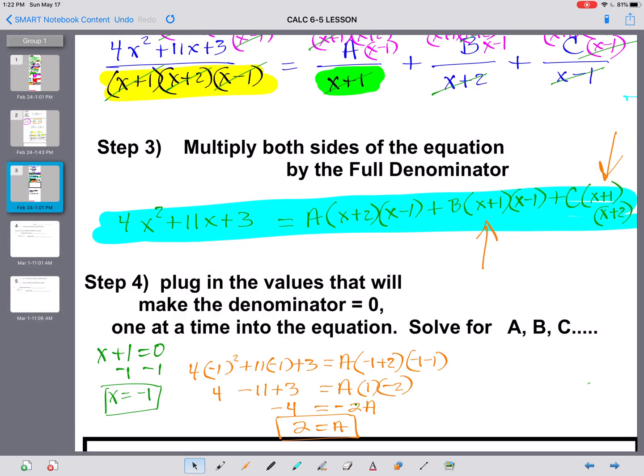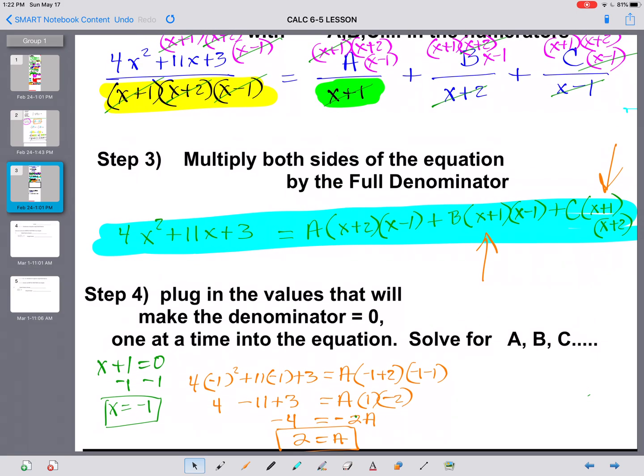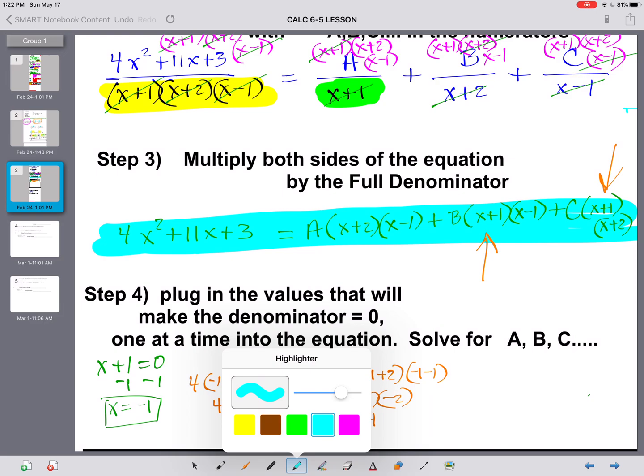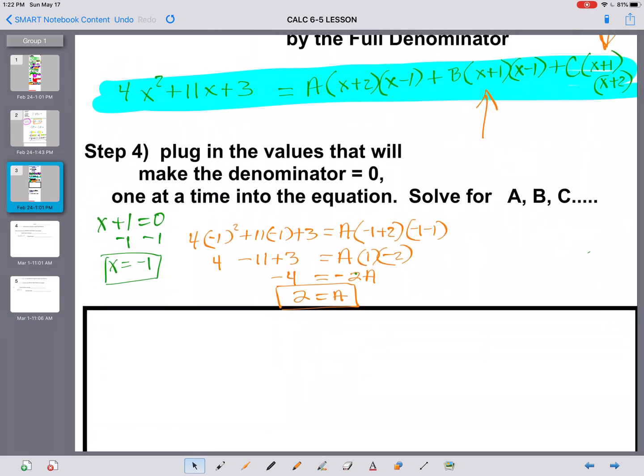Okay, now we're going to do the same thing, but look at the next one up here. What value will make that denominator 0? Let's go find it. X plus 2 equals 0. Let's go do it right here.